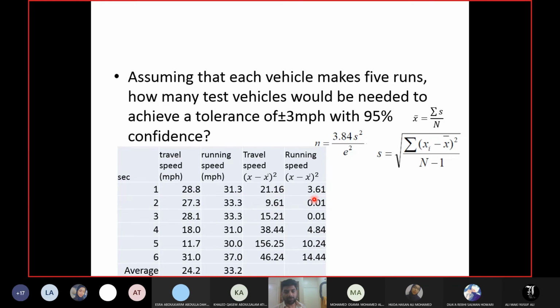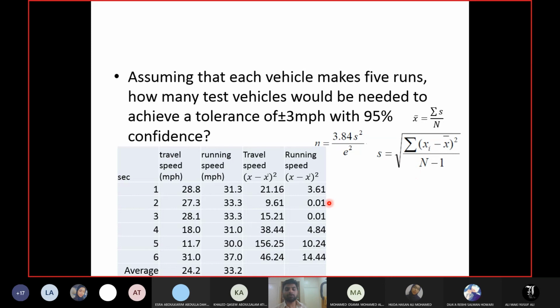these values. Okay, and for the standard deviation, you need to do the summation of each column. So when you are calculating the standard deviation for travel speed, you do the summation of this column and put it over here. And when you need the standard deviation for running speed, you do the summation for this column, and then you put it over here. Okay, so you will have two standard deviations, one for travel speed, one for running speed, but in each case n will remain the same because we have the same number of values, right?